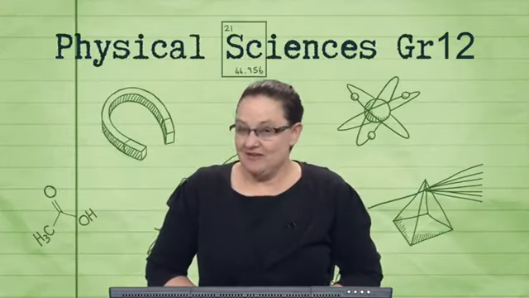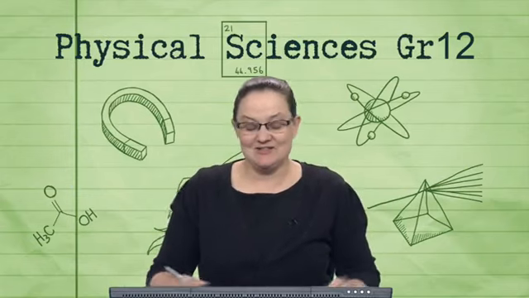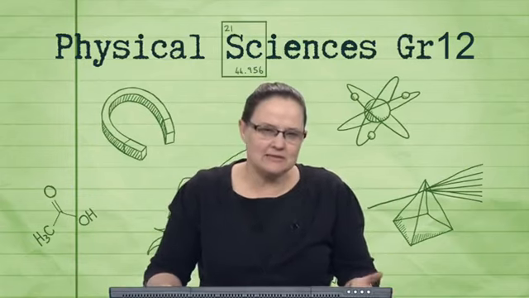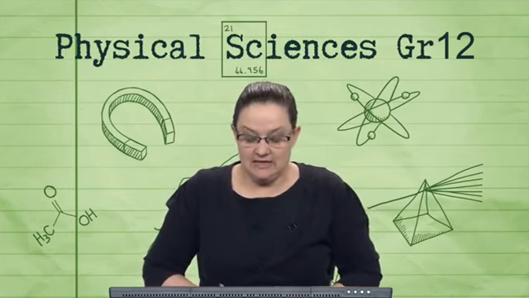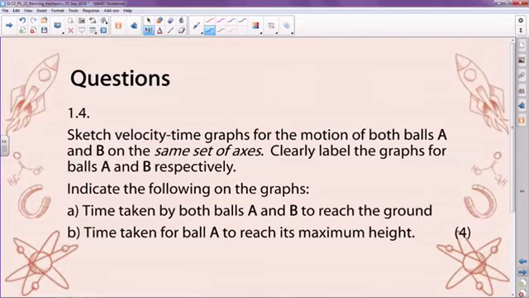Welcome back, grade 12s. Ready to tackle the last one of that question? This is one of those things that you're probably guaranteed to get a sketch graph of some sort. And they say to you, sketch velocity time graphs for the motion of both balls A and B, so it's the same question, on the same set of axes. Clearly label the graphs for A and B respectively.